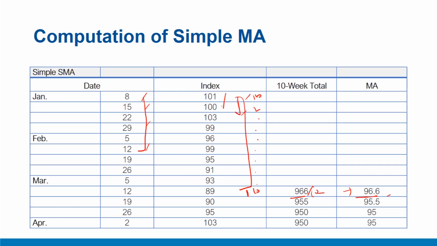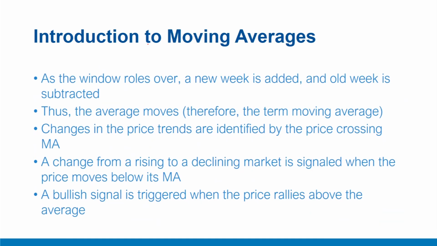As we move 1 week ahead, so we move here. So now 10 observations are in rolling over format starting from 90 to 100, and their summation is 955 and average is 95.5, and so on. We keep on rolling on this window and compute the averages. So these are like simple moving average which are rolling over. Now please notice, while the index value may be fluctuating, its moving average is not as fluctuating and probably may result in a smooth and help us in identifying a smooth trend. Notice here, as the window rolls over, new week is added and old week is subtracted. Thus the average moves and therefore the term moving average.